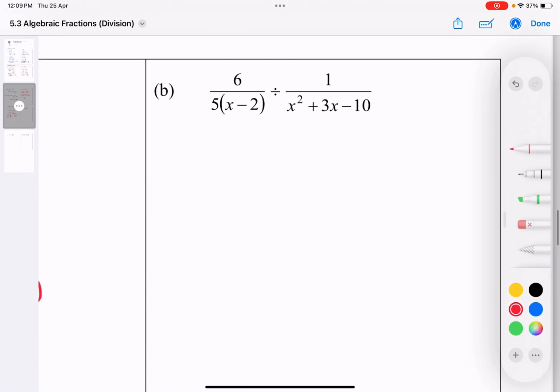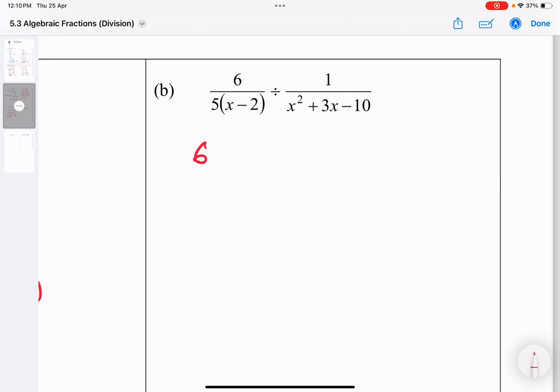Okay, can we look at the next one? This one over here is a division, so we have to change to a multiplication. Let's change this to a multiplication. So I'm going to get 6 over 5x minus 2, times x squared plus 3x minus 10 over 1.